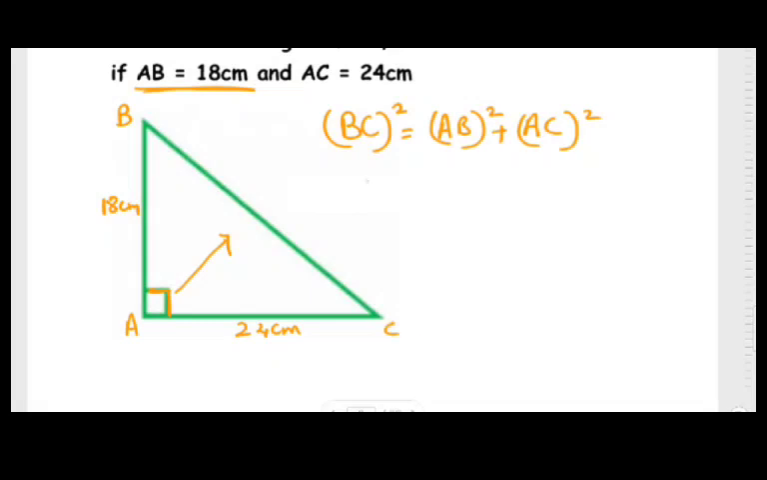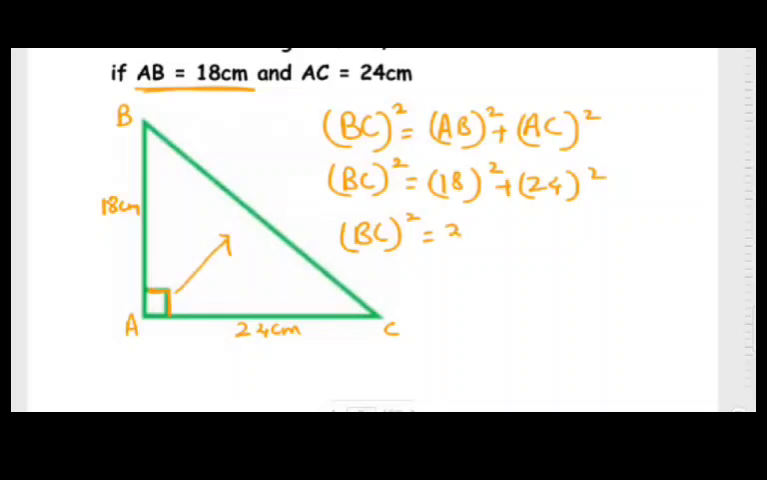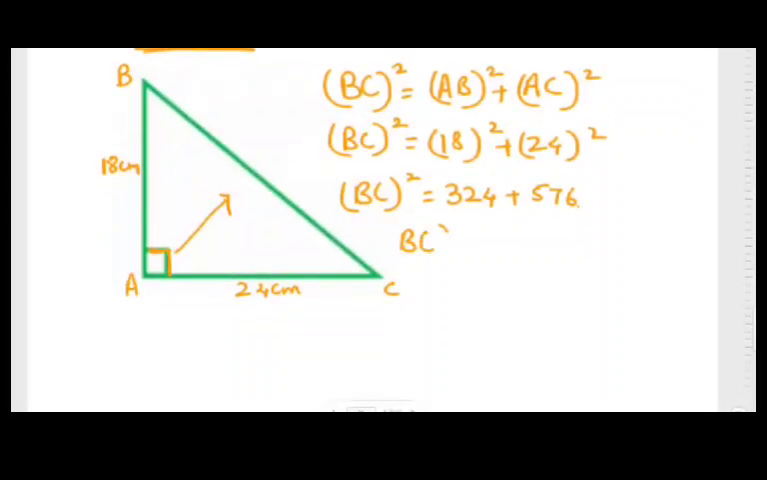Yes, let's start. What is BC? We need to find. AB is 18 centimeter. AC is 24 centimeter. I know my square numbers till 30 children, so I'm going to proceed with that knowledge. 18 into 18 is 324 plus 24 into 24 is 576. BC square. 4 plus 6 is 10. 2 plus 7, 9, plus 1, 10. 3 plus 5, 8, plus 1, 9.